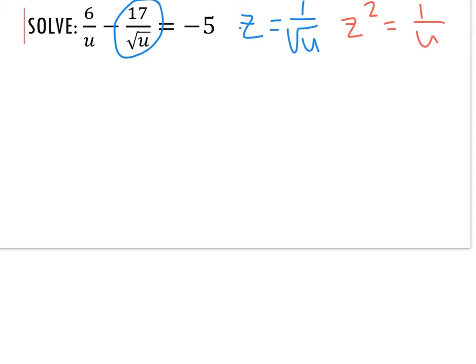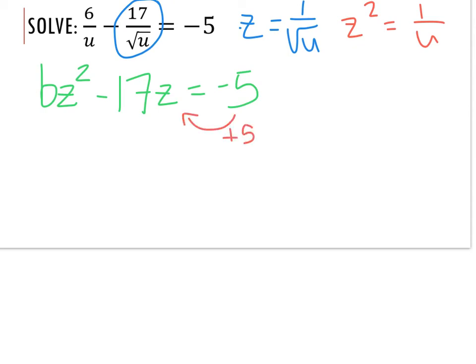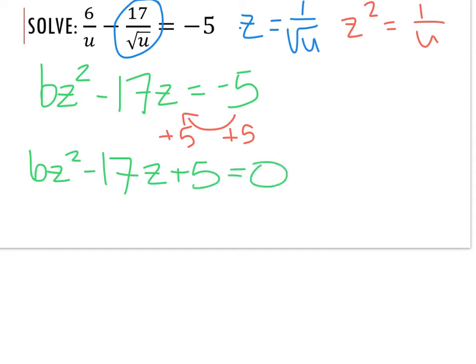So now I'm going to rewrite my original equation to make things better. I see I have 6/u, which now means that I have 6z squared. And I see that I have minus 17 all over the square root of u, which means I have minus 17z equals -5. This is something I can almost factor. I just got to move it over here by adding 5 to both sides. So then I have 6z squared minus 17z plus 5, and that's equal to 0.